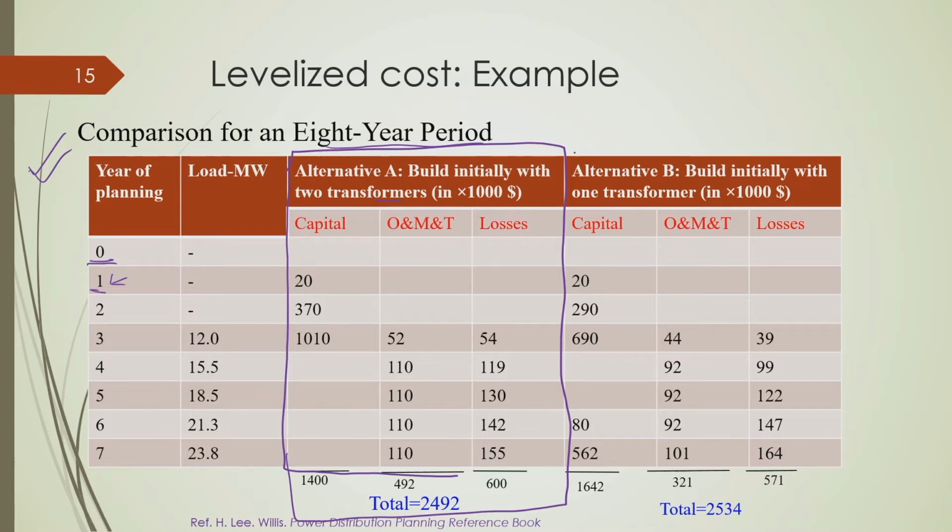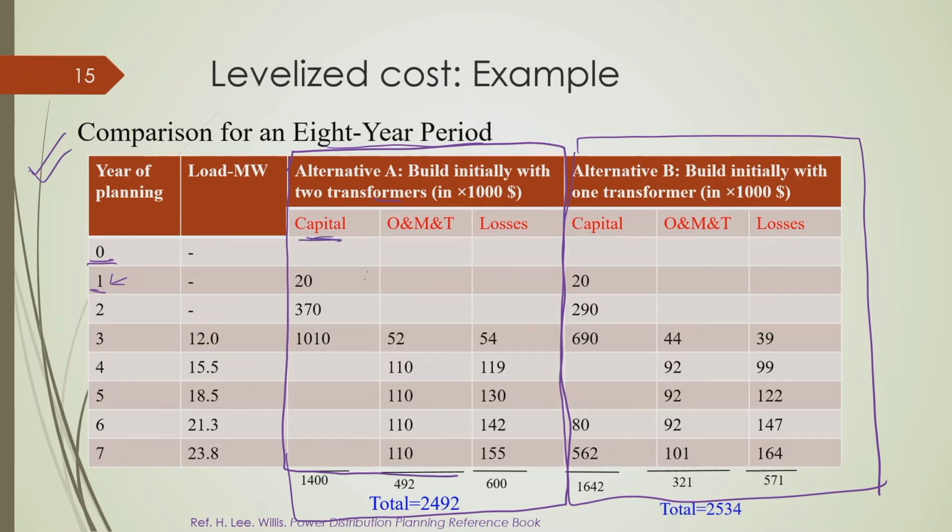And this part provides the planning cost for alternative B, where we will defer the investment of one transformer to certain years. Now, in the first year you can see these are the cost components. We have 3 cost components. One is capital investment cost, another is O, M and T, that is operation and maintenance cost.